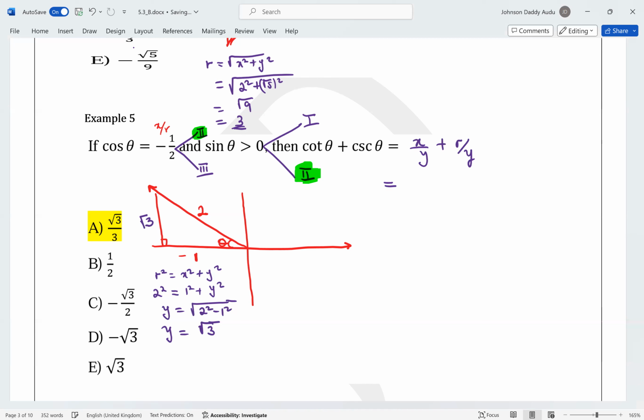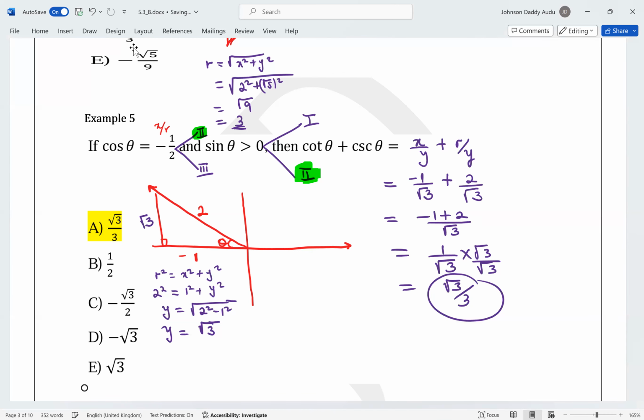Now, what is x over y? x here is -1, so we have -1 over y, and y is √3, plus r is 2 over y, which is also √3. So here you just have -1 plus 2 over √3. And this is 1 over √3, which we can rationalize so that you have √3 over 3 as the final answer.